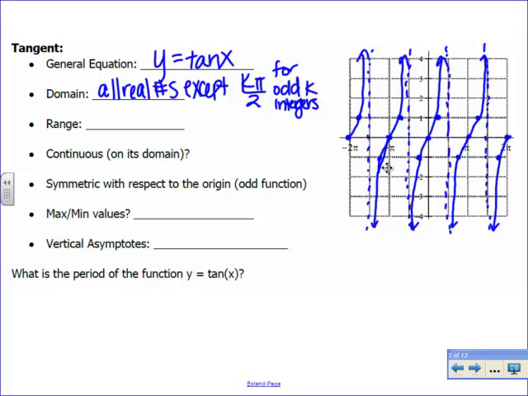Our range, bottom to top, I've got everything covered in that graph. So negative infinity to infinity. We can go back to interval notation. Is it continuous on its domain? So from left to right, can I draw it down in one pencil stroke? Certainly not. No. What type of discontinuity do we have? Hopefully you remember this from a while back, Unit 7. This is infinite discontinuity.